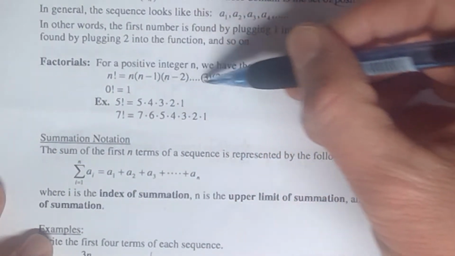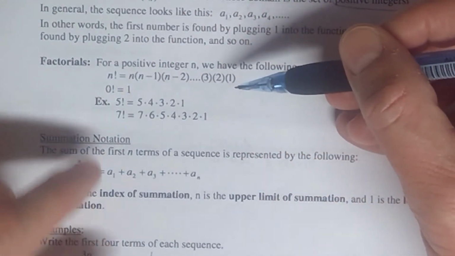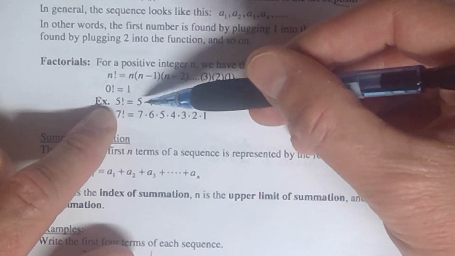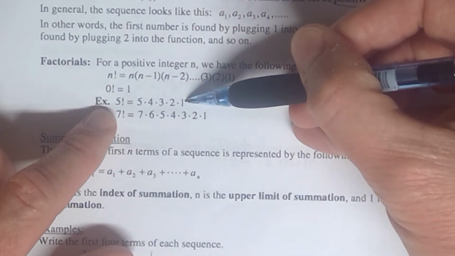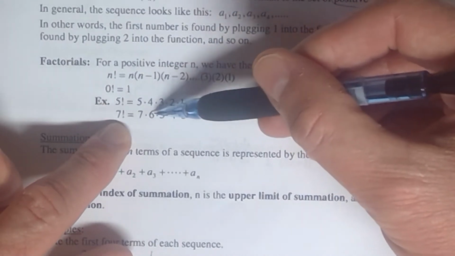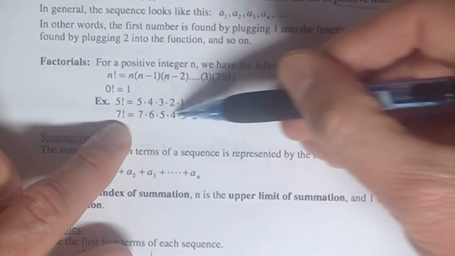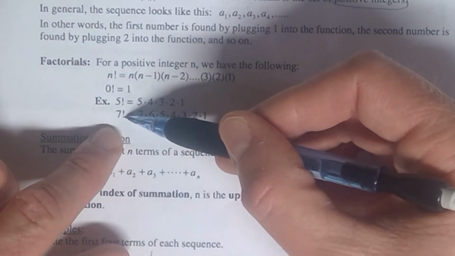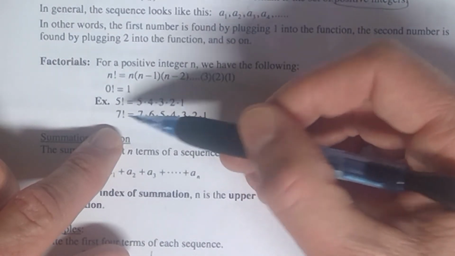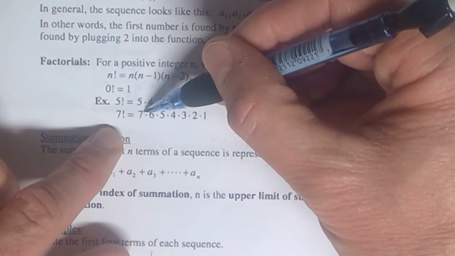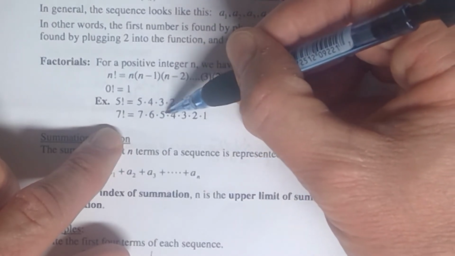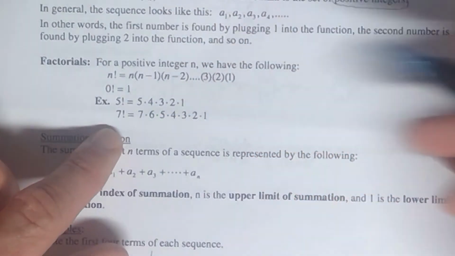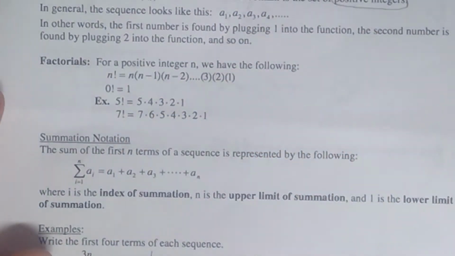Instead of showing you this theoretical looking thing right here, let's jump right to some examples. 5 factorial would be 5 times 4 times 3 times 2 times 1. 7 factorial would be 7, 6, 5, 4, 3, 2, 1, all multiplied. In other words, the number that goes with the factorial, you always start out with that number, and then you just go down by 1 each time until you get to 1. And then you multiply all those numbers together. That's how a factorial works.